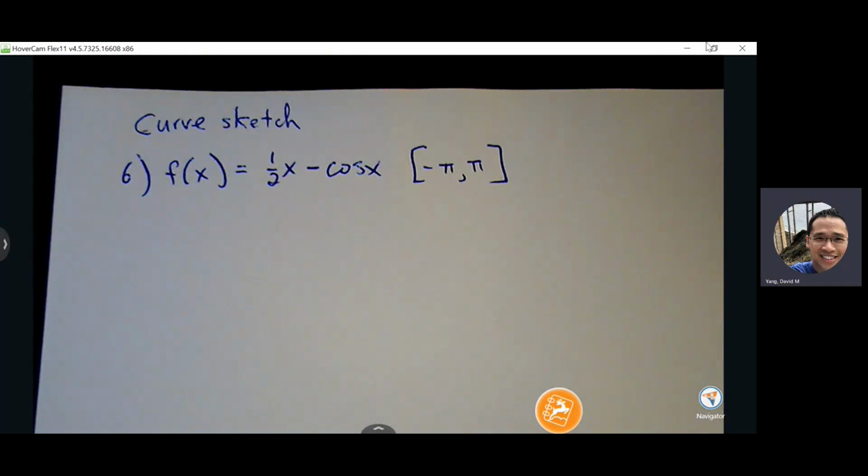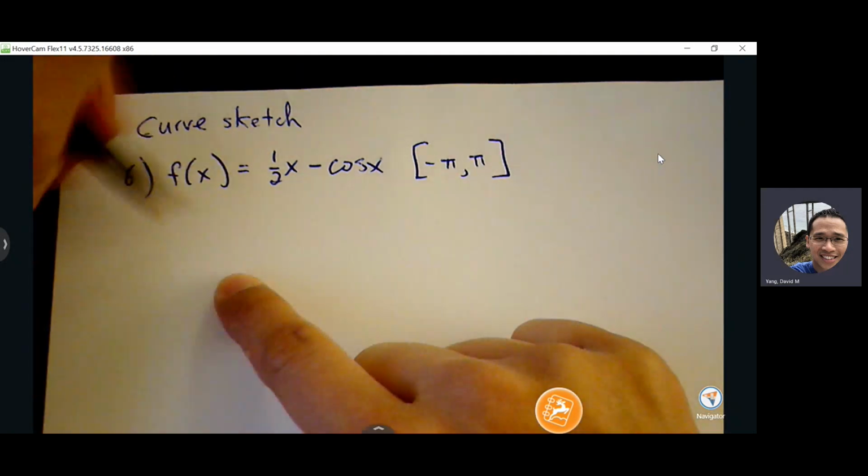Okay, so curve sketching. We're going to go through the first derivative test, find relative max, relative min, increase, decrease, and then we'll do the second derivative test for concavity, points of inflection, concave up, concave down, identify ordered pairs, sketch the graph, and find absolute max and absolute min as well.